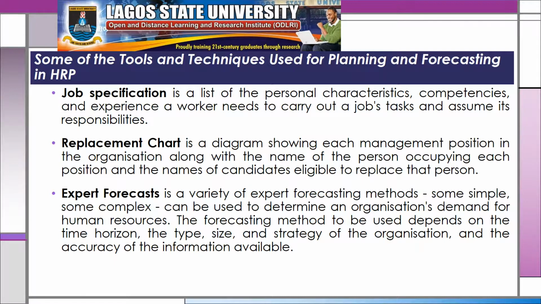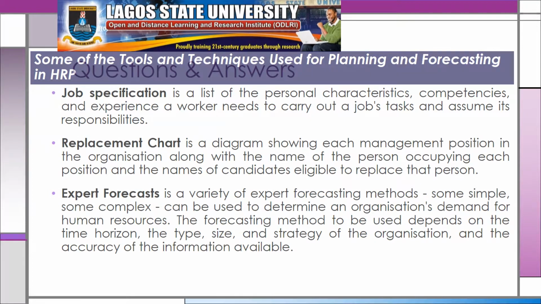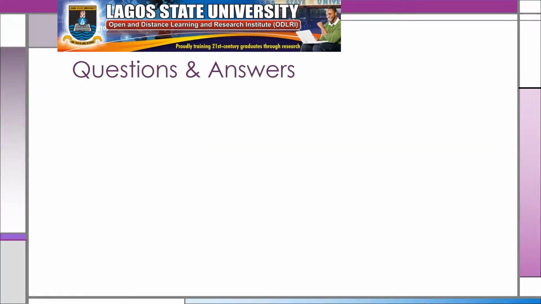The forecasting method to be used depends on the time horizon, the type, size, and strategy that the organization has adopted, and the accuracy of information available at that particular time will determine what the expert forecast is going to use. So now it is time for questions.